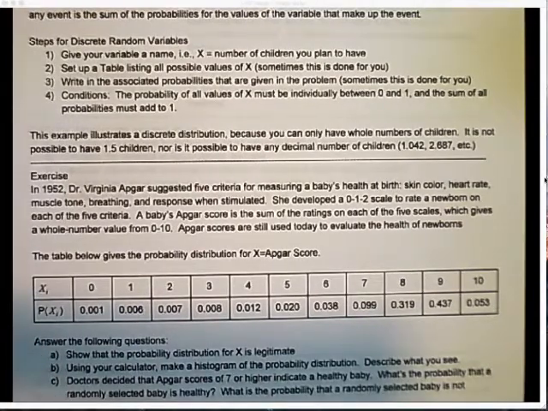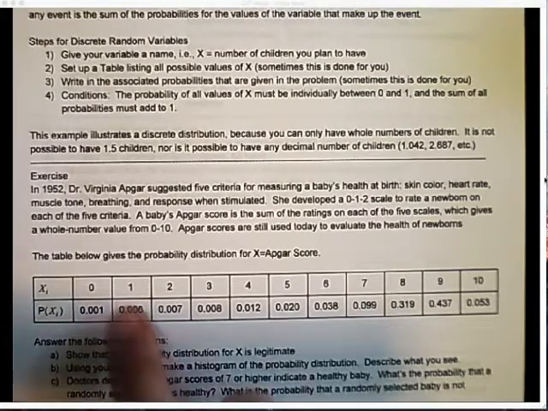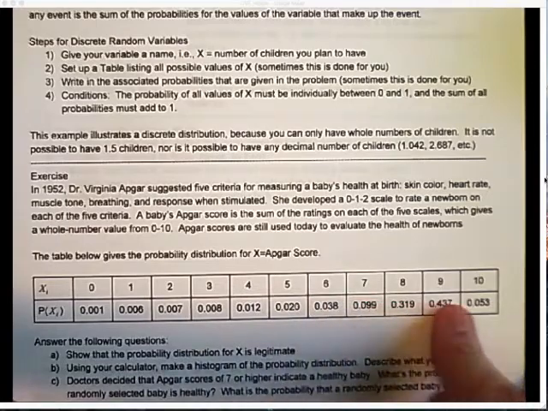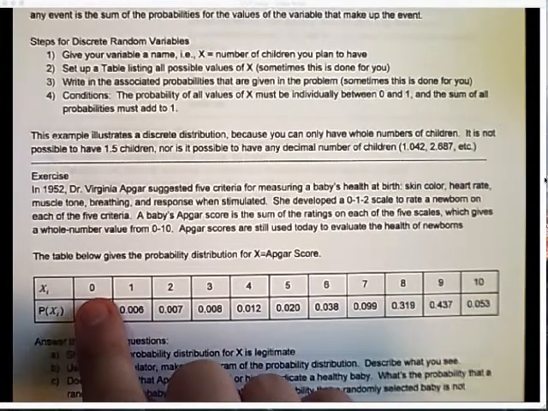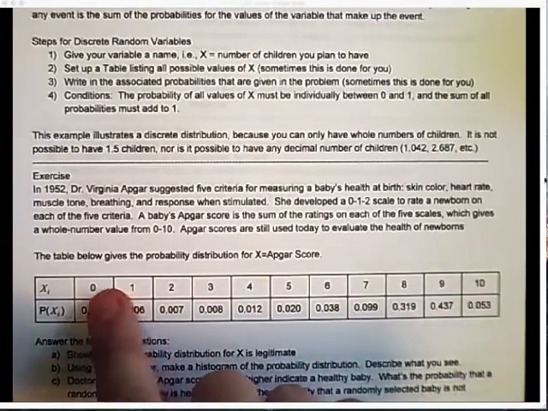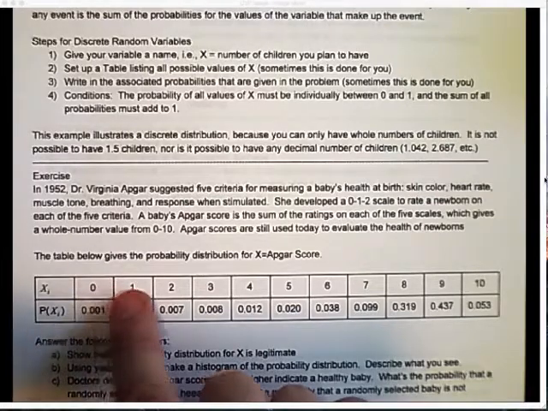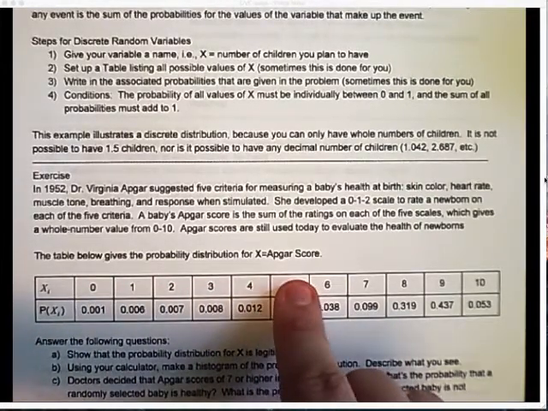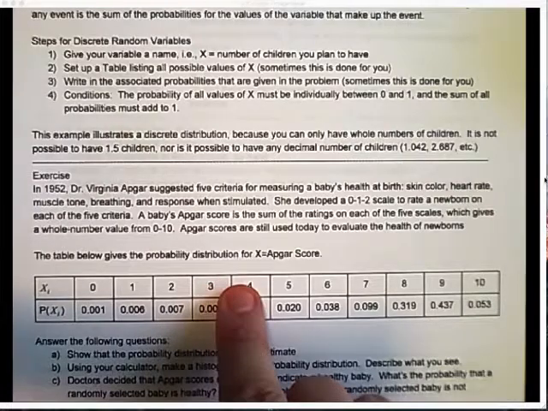Now what makes this a discrete distribution or a discrete random variable? Well, notice I start values at 0 and I end at 10, but I don't have any number between 0 and 1. I don't have any decimal. These are discrete numbers. There's not numbers in between. Okay, so it's not continuous.